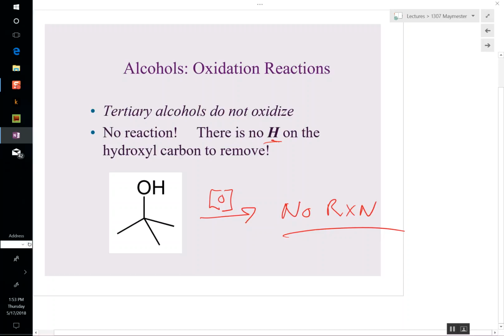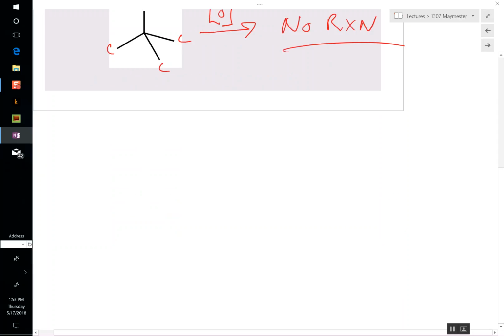There's no hydrogen right here. There's a carbon, carbon, carbon. There's no hydrogen, so there isn't a hydrogen to go along with that hydrogen, so this thing can't lose 2 hydrogens. It doesn't oxidize. It can't form a ketone, can't form an aldehyde. It just doesn't react.